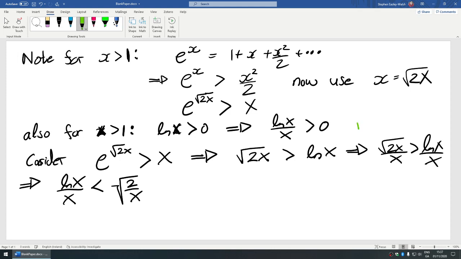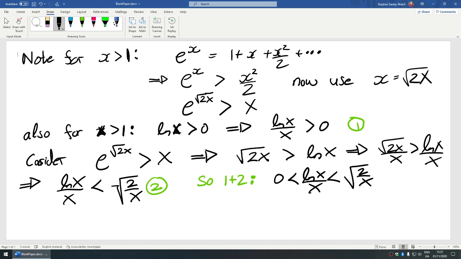So if I call this 1 and this 2, so 1 plus 2 gives log x over x is more than 0 and less than root 2 over x. Now, the limit as x goes to infinity, which is certainly more than 1, and the squeeze theorem, that would mean that this gets squeezed between 0 and 0.